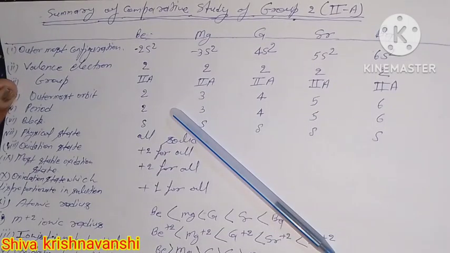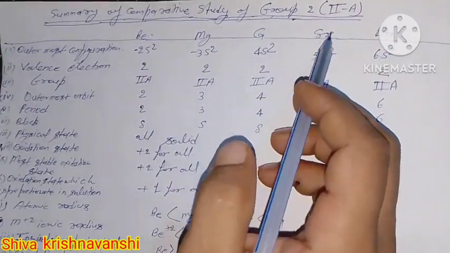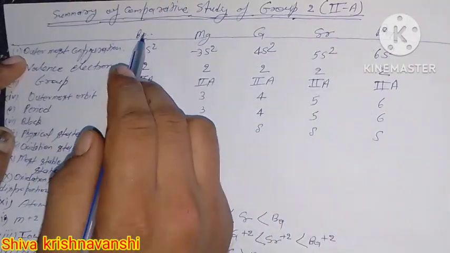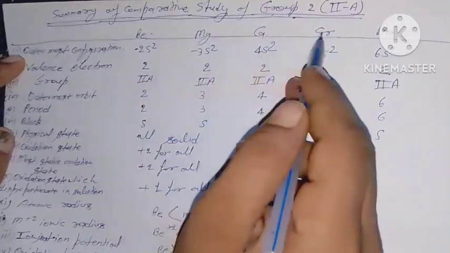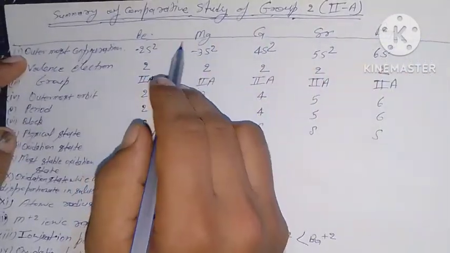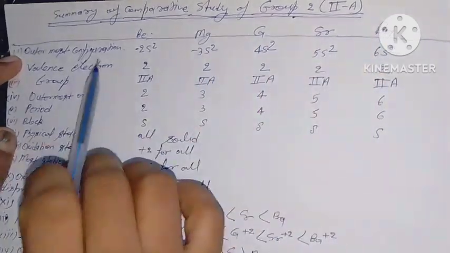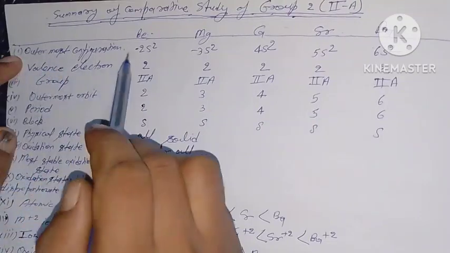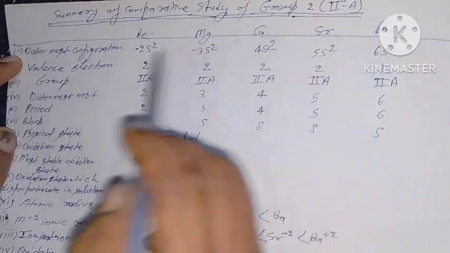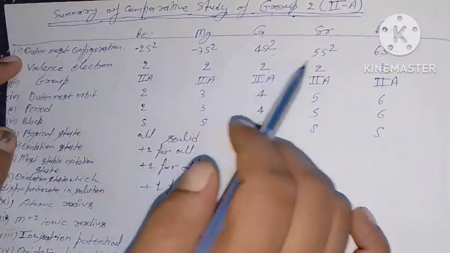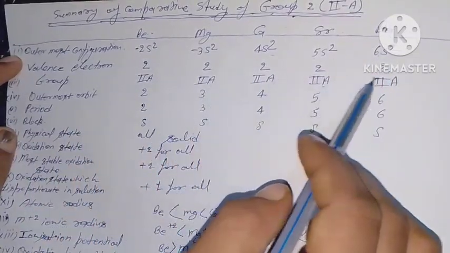Summary of comparative study of group second A. Okay, group second. Outermost configuration elements: beryllium, magnesium, calcium, strontium, barium. Outermost configuration: 2s2, 3s2, 4s2, 5s2, 6s2. Valence electron 2, 2, 2, 2, 2. Group second A for all.